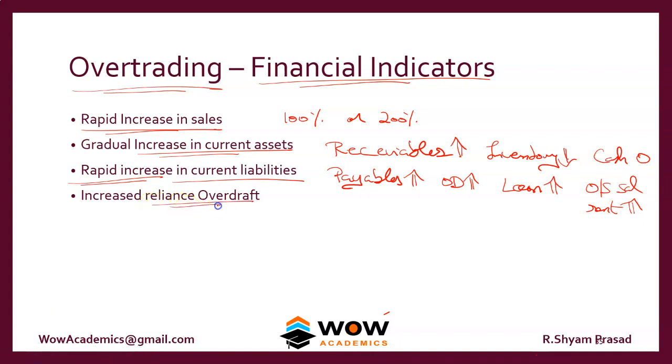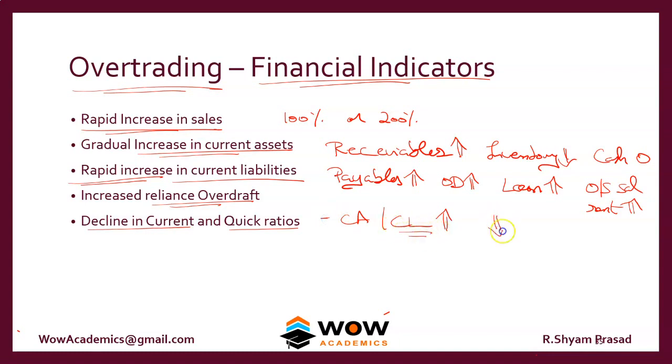Increased reliance on overdraft. Decline in current and quick ratios, because the denominator is much more a higher number than the numerator. So as the denominator keeps on going high, the ratios will keep on falling. So that's what happens.